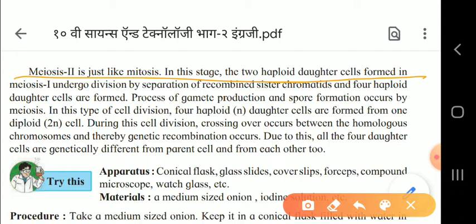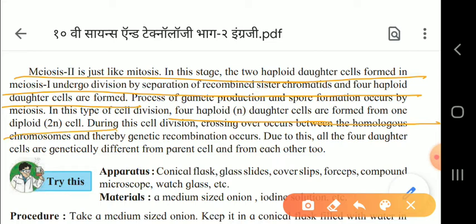That meiosis 2 is just like the mitosis. Now, a process of gamete production as spore formation occurs in the meiosis. In this type of cell division, 4 haploid or N daughter cells are formed from one diploid cell.